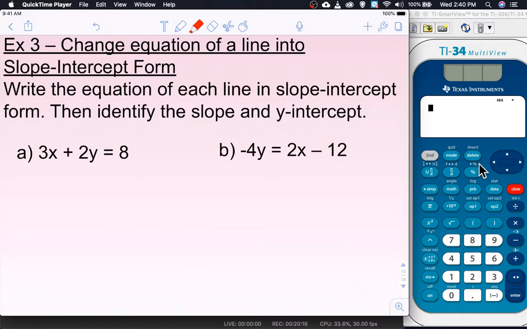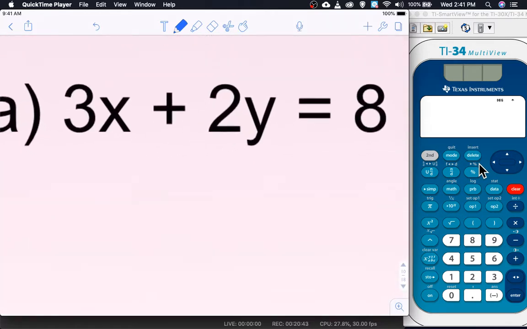Now, we know what slope-intercept form looks like. y = mx + b. Our next job is going to be to take equations that are not currently in slope-intercept form, like the ones you see here, and then put them into slope-intercept form, being able to identify what our slope and our intercept are. So here, first problem.